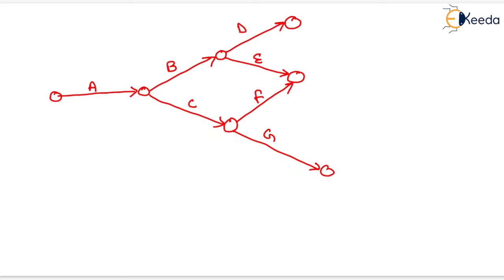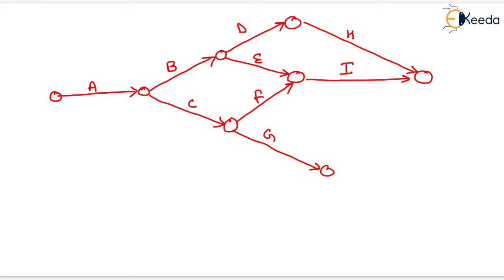Now for activity D, the preceding activity is B, which is shown here, and succeeding activity will be H. So we will draw the succeeding activity H just like this. Now for activity E, the preceding activity will be B and succeeding activity will be I. So we will draw activity I here just like this.